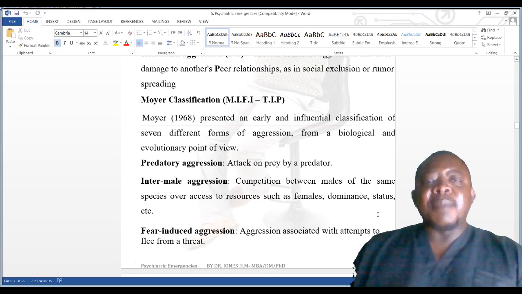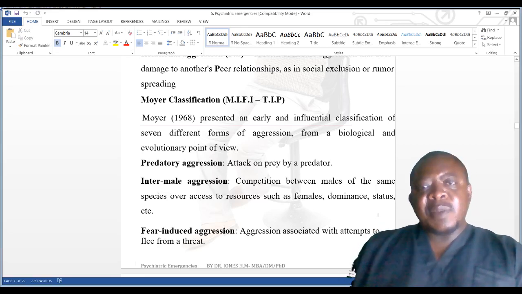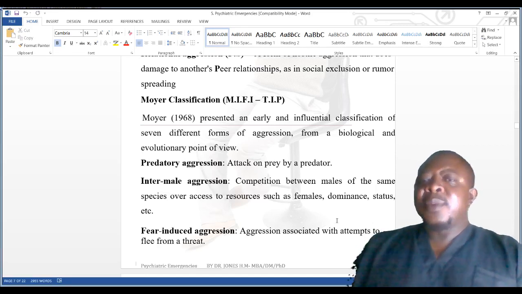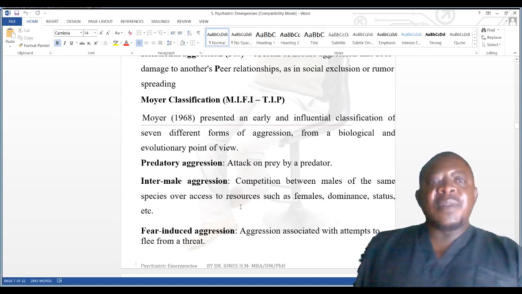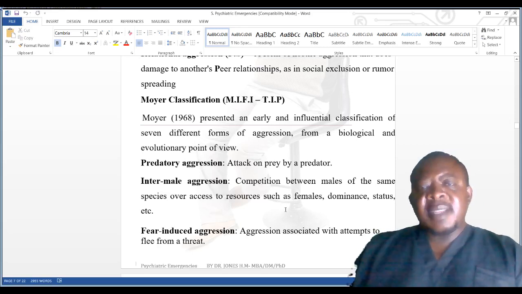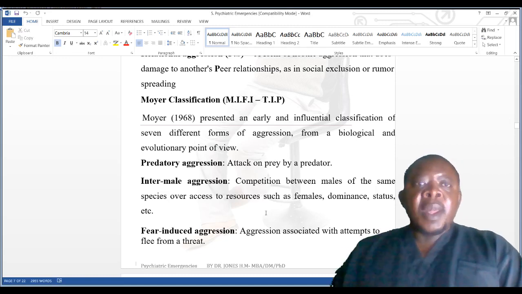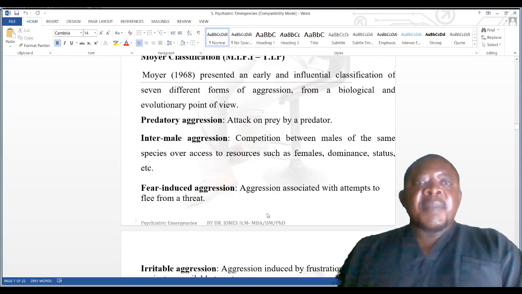Intermale is more to do with females, but as males, you need to have money. When you have resources, you have the females. When you have money, you gain dominance. That is the intermale aggression that happens in business, where one business tries to dominate another. So in intermale aggression, we are looking at resources such as females, dominance, and status quo.